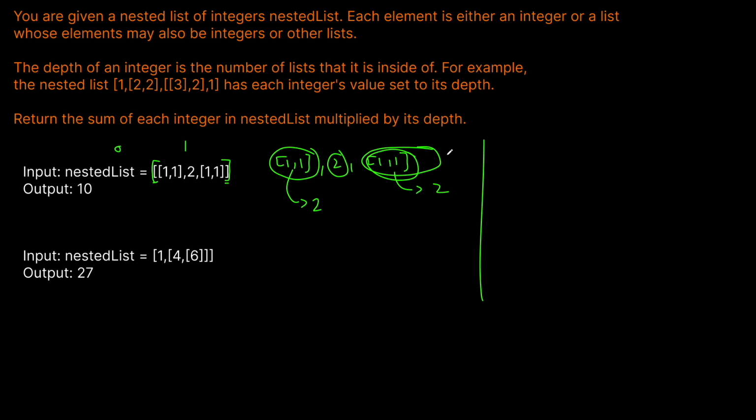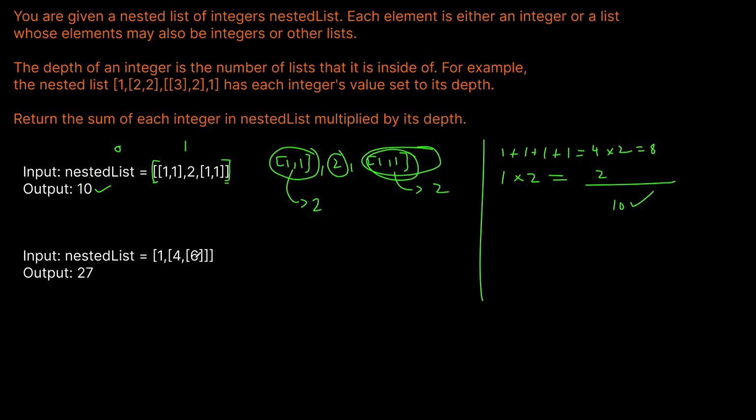So let's look at what that is. So there's 4 1s at depth 2. So that's 1 plus 1 plus 1 plus 1. That's going to be 4. And then it's at depth 2. So we get 8. And then we have 1 lonely 2 at depth 1. So depth 1 times 2 is going to be 2. And then we add this, we get 10. So that's where they get 10 from.